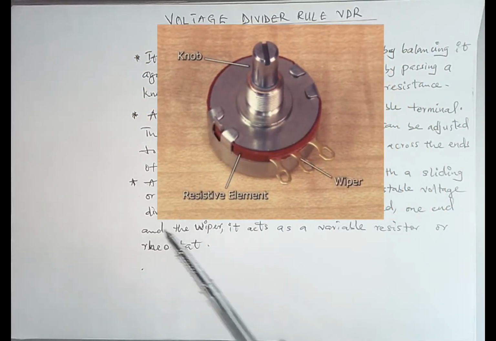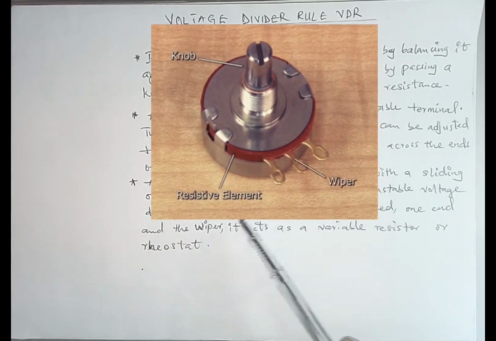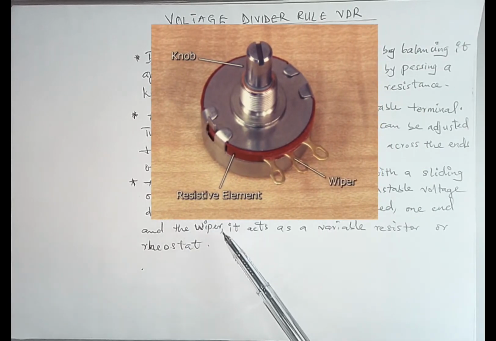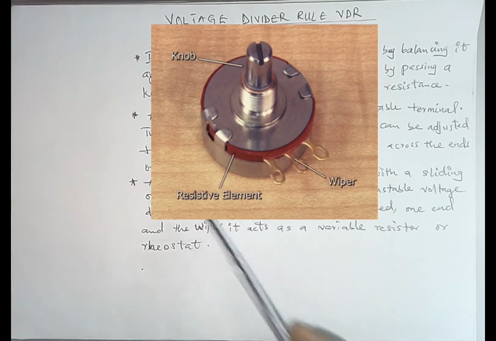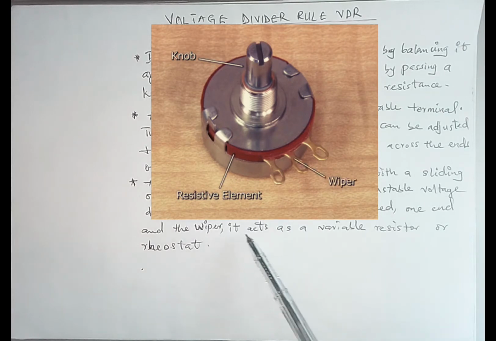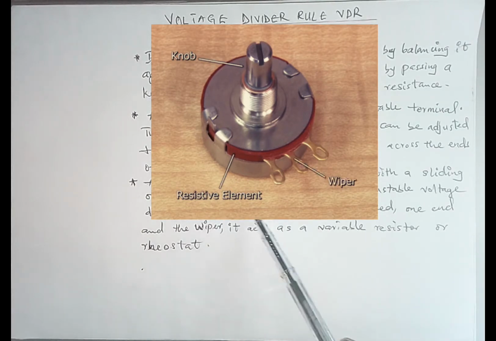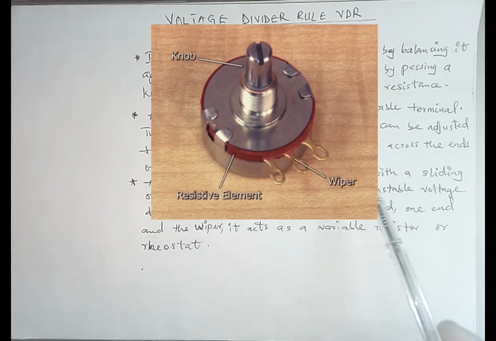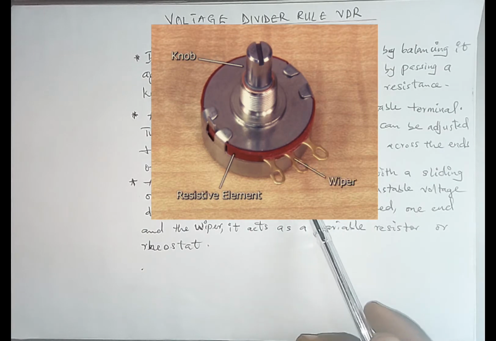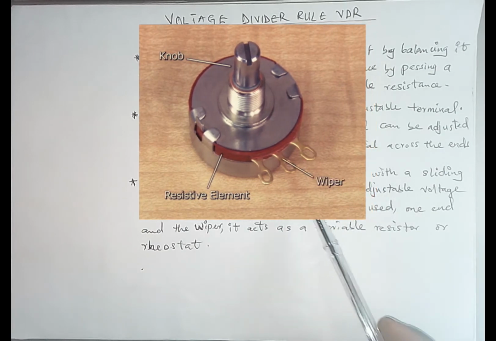So if you look at it, there are three terminals on it. The one in the middle is the one that is connected to the wiper, whereby when you are rotating it, it increases and decreases the resistance in the resistor. So it can also be used as a voltage divider. When you adjust it, it can divide voltage between resistors in a circuit.